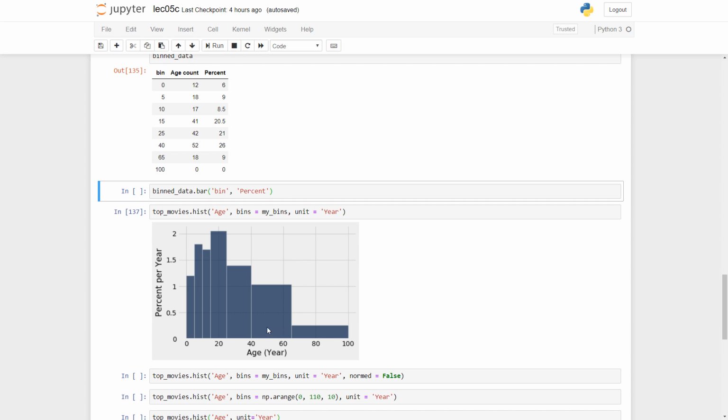But if you remember, we got the height by dividing the percentage over the width, right? Now, percentage over the width times the width again, because that's the height times the width, it's the area. Okay, so we get the percentage. So the area here indicates the percentage of the population within that bin.